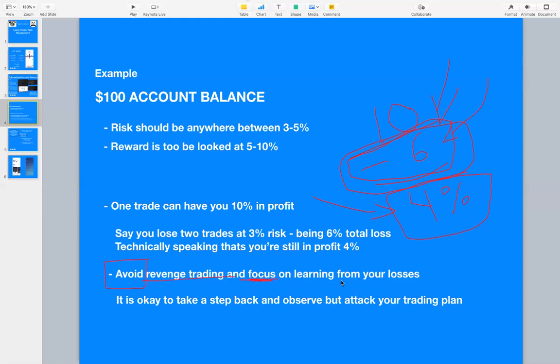Focus on learning from your losses, guys. It is okay every once in a while to take a step back. Observe your trading method, your style of trading. But at the end of the day, don't wait too long. Attack your plan.